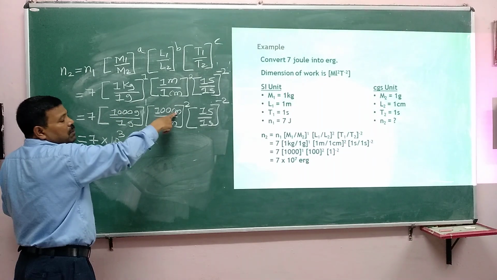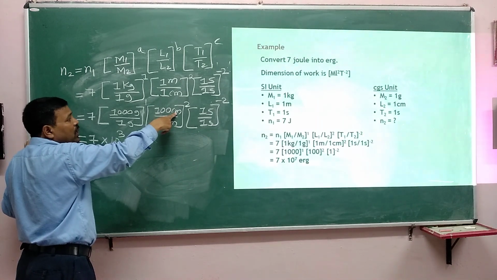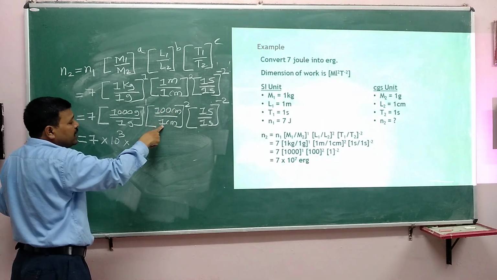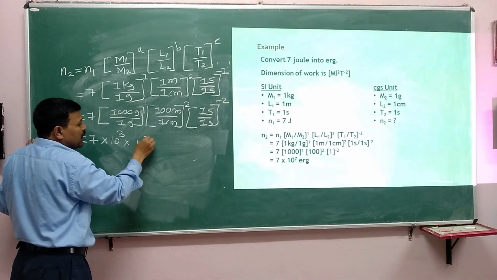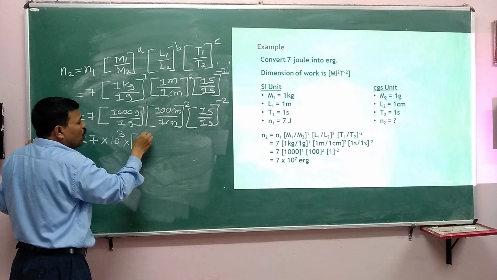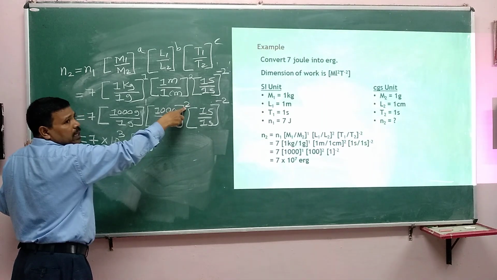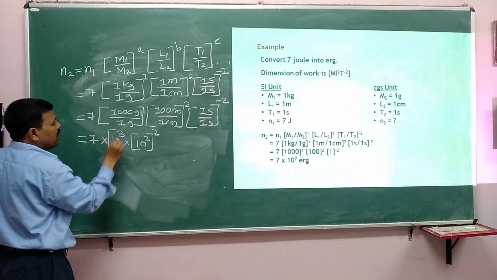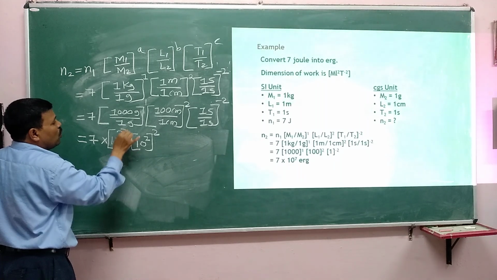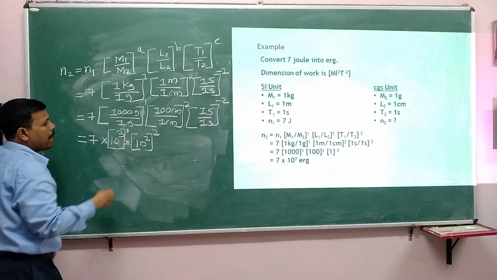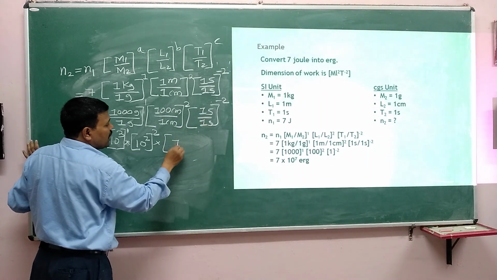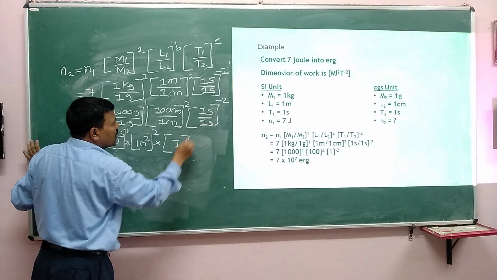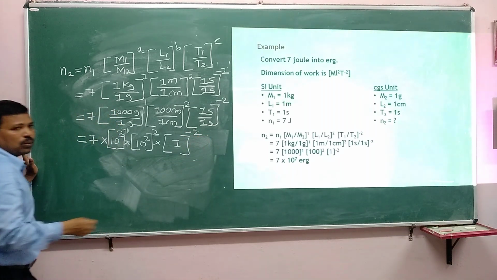Here centimeter gets cancelled. We get 100 by 1. 100 by 1 is nothing but 10 raised to 2. The 10 raised to 2 whole raised to 2. Yes, just like here 10 raised to 3 whole raised to 1. Here second cancels. We get 1. 1 by 1 is 1 raised to minus 2.